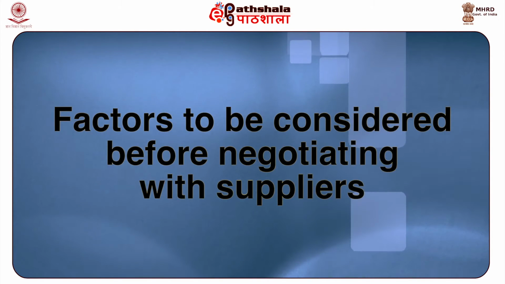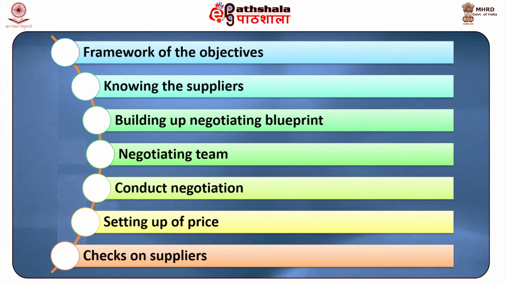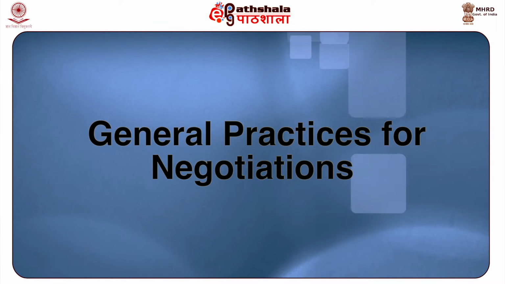Let us look at the factors to be considered before negotiating with suppliers. Some of the factors are framework of the objectives, knowing the suppliers, building up a negotiating blueprint, negotiating team, conducting negotiations, setting up of price and checks on suppliers. Negotiating with suppliers makes them reach mutual understanding on specific legitimate terms that enable an ongoing business relationship. The basic motive behind negotiation is to handle the problems so that a mutually satisfactory contract can be signed.